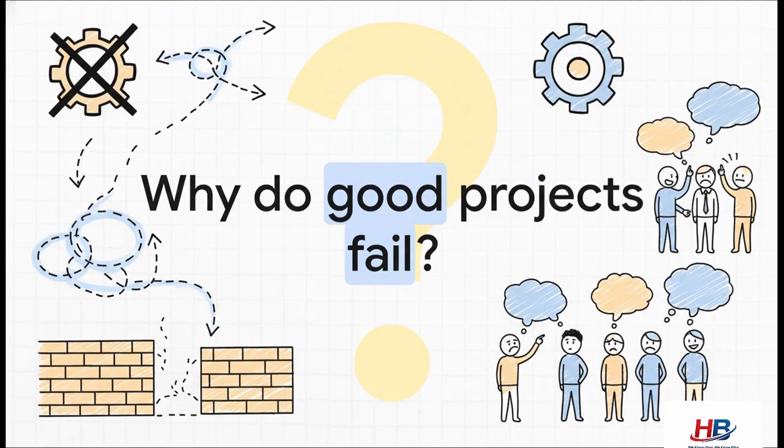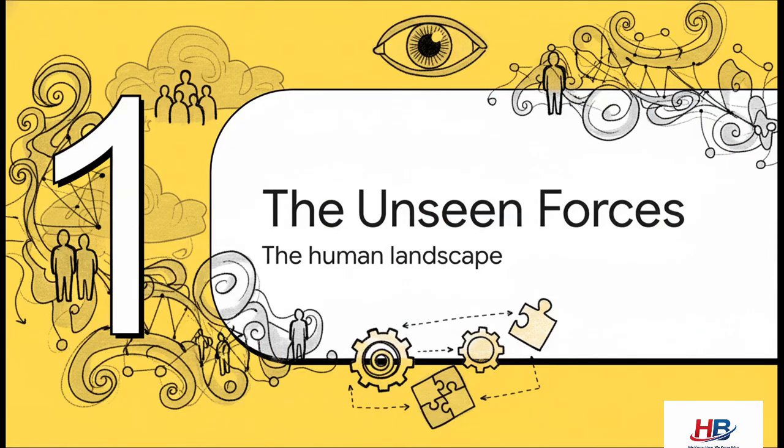So let's just jump right in with a question that I think haunts the best of us. Why on earth do good projects fail? I mean, you've got a killer idea, a solid plan, the right people on board, but then, out of nowhere, it stalls. It gets blocked. It just loses steam. It is just so frustrating. Well, a lot of the time, the answer lies in what you could call the unseen forces. See, success isn't always about how brilliant your idea is. It's really about understanding the messy, complicated, human landscape that's all around your goals.